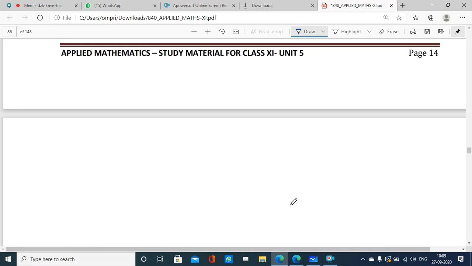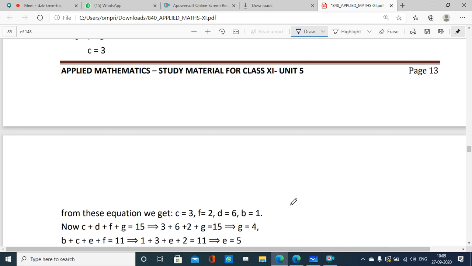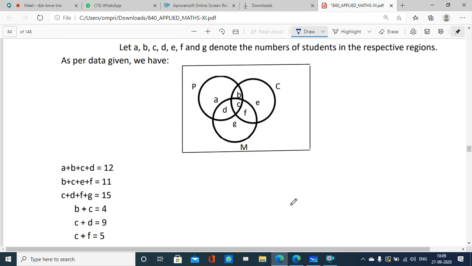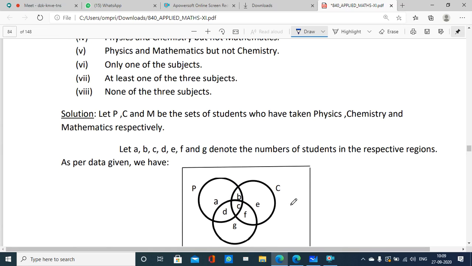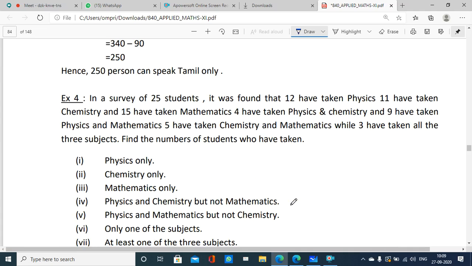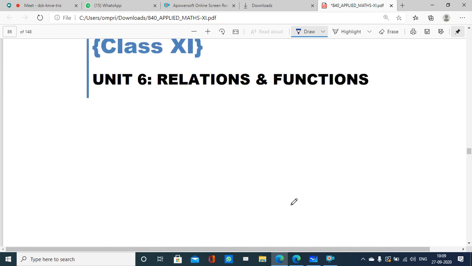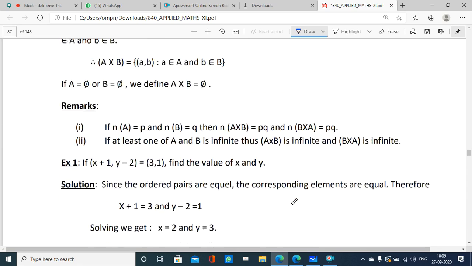Okay. So this is the last question of the set, and the set is over. From the next class onward, after this periodic test, there will be 2 classes per week, and also on Sunday I will take classes. We will cover the next portion, relation and function.